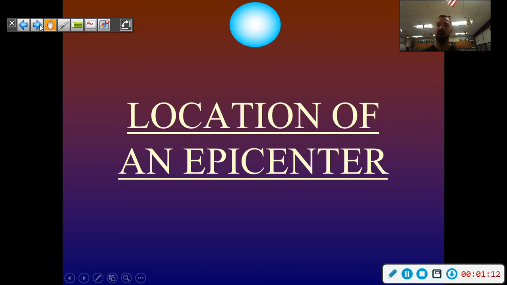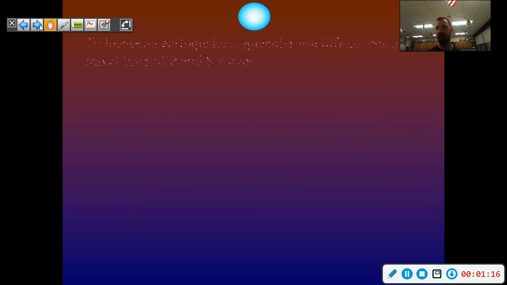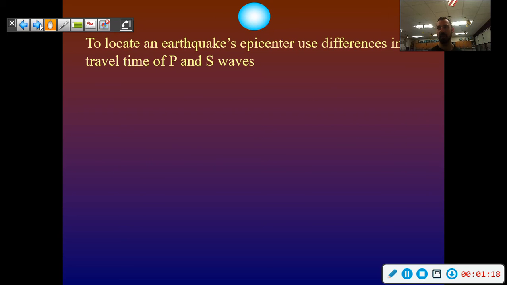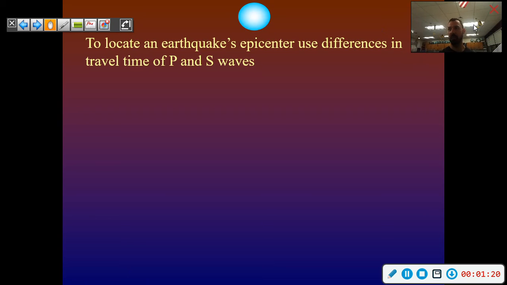Now, finding the earthquake epicenter. We've got to use that P and S wave chart big time. And there are different things we're going to do with the numbers or data you get. To locate an earthquake's epicenter, you're going to use the difference in arrival times of the P and S waves. Sometimes they're going to give you a seismograph. Sometimes they'll directly tell you the P and S wave arrival times.